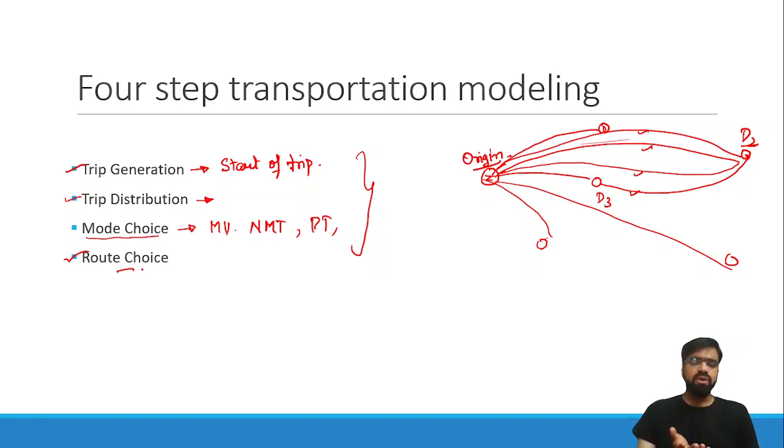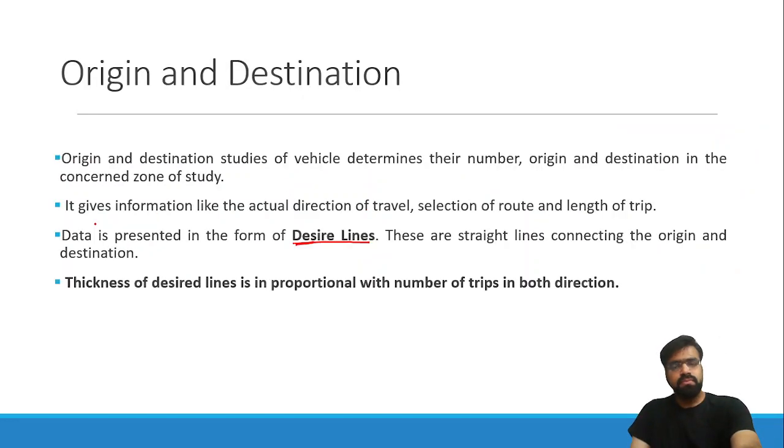Whenever you are using your questionnaire, you may ask what type of vehicle or mode of transportation you use, whether it is public transport or personal transport, non-motorized vehicle, or what kind of public transport you use for the classification. If you ask these types of questions in your questionnaire, then it will be easy to find the mode choices of your commuters or your study area. So this is how we use OD study data in the 4-step modeling.